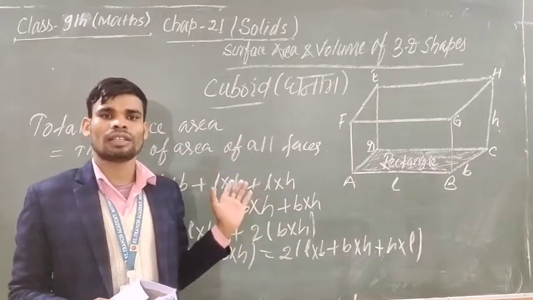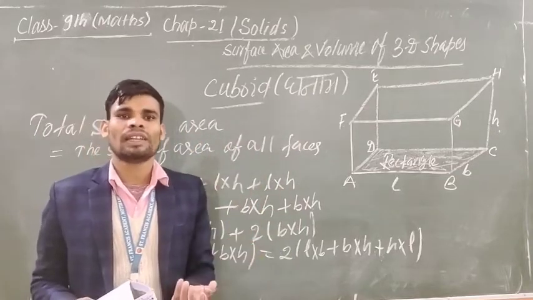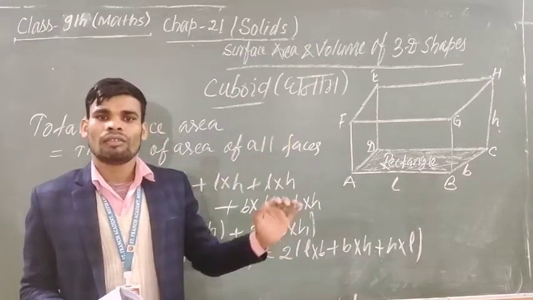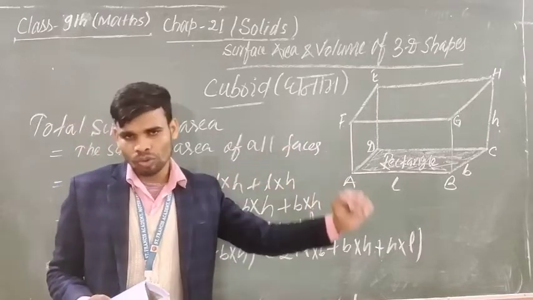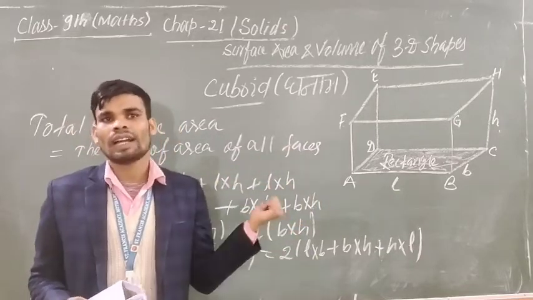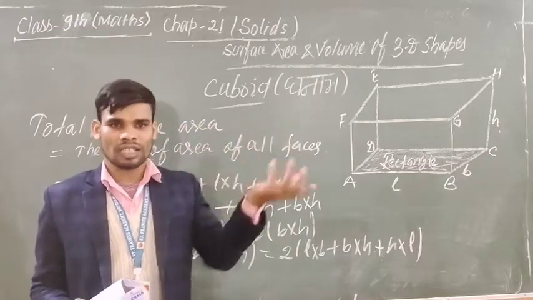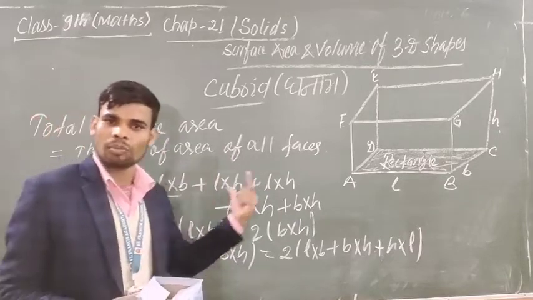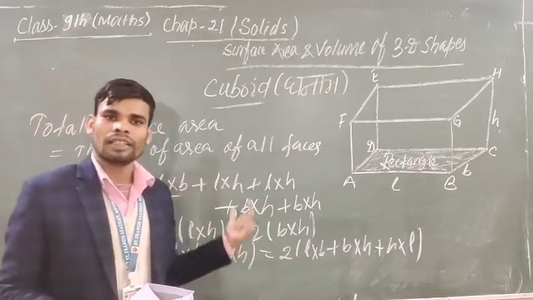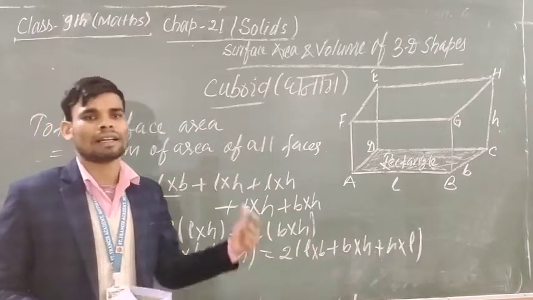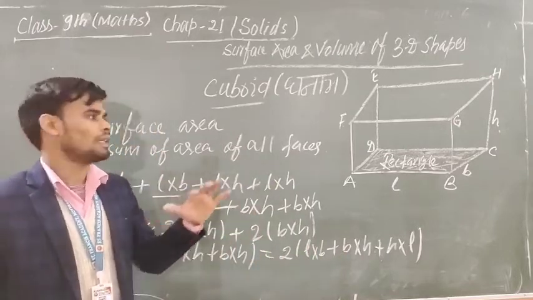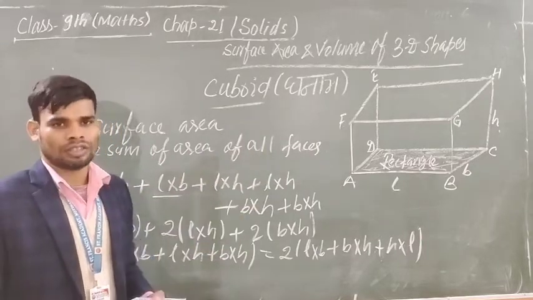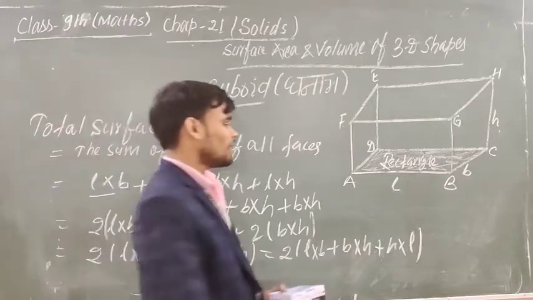I think you are able to understand. For example, if the dimensions of this room are 5 meter, 2 meter and 1 meter, then what is the total surface area of this room? In the same formula, instead of L you put 5 meter, instead of B you put 2 meter, and instead of H you put 1 meter, and you will get the required total surface area of this room. Got it?